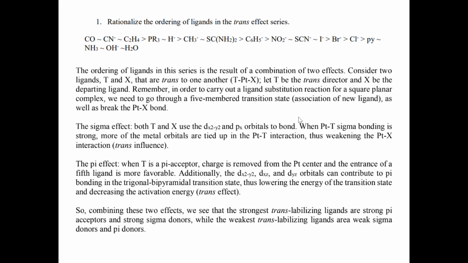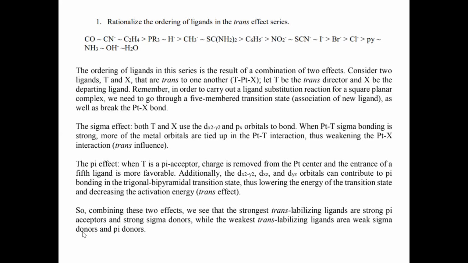Also, you can utilize the dx squared minus y squared, the dxz and the dyz orbitals to pi bond in a trigonal bipyramidal transition state. That lowers the energy of the transition state and decreases the activation energy for the ligand substitution to occur. So if you combine these two effects, you can see that the strongest trans-labilizing ligands are strong pi acceptors and strong sigma donors, and the weakest trans-labilizing ligands are weak sigma donors and pi donors.